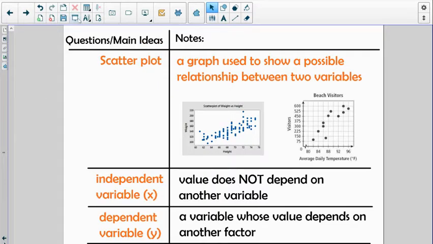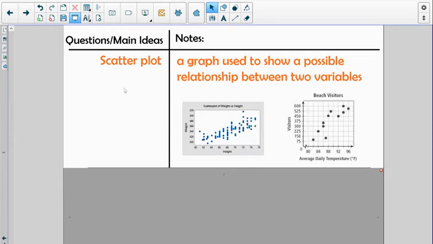So just some definitions to start out with. First of all, scatter plot. So what is it? It's a graph used to show a possible relationship between two different variables. Here's just a couple of examples. On this first example, we have the scatter plot of weight versus height. Height is down on the x-axis, weight is on the y-axis. And we see we have a lot of different data points here from some set of data.